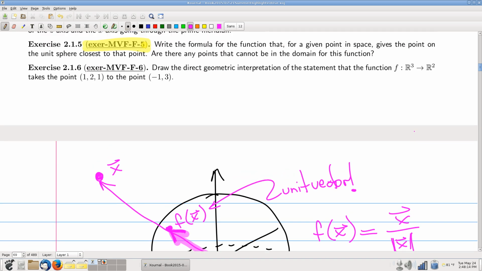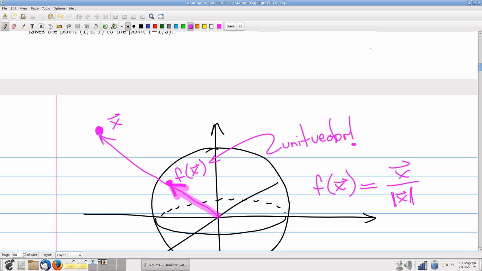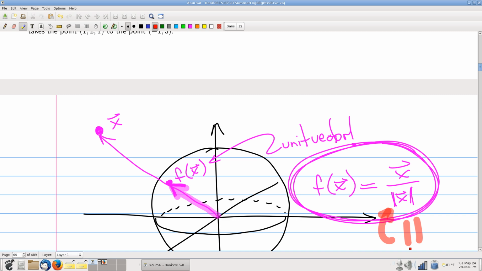Now, the second part of the question is important. It asks, are there any points that cannot be in the domain? Well, what could possibly go wrong? Are there any potential catastrophes in this formula? Zero. Yeah, for sure, right? This cannot be 0. And that means that I cannot include the origin.